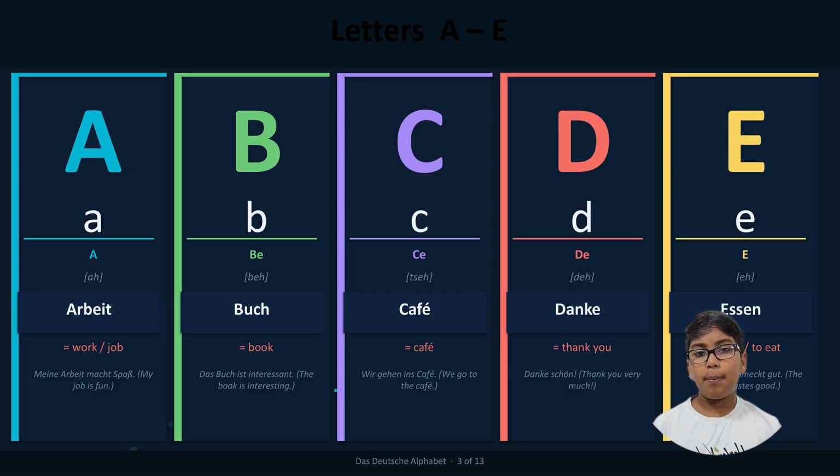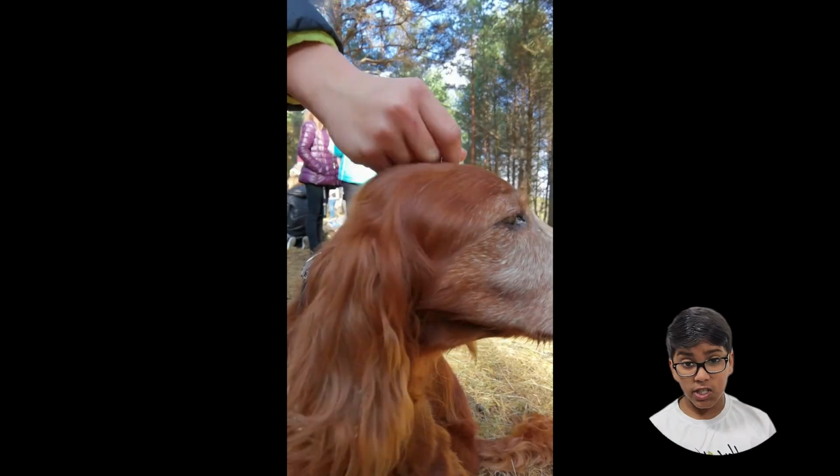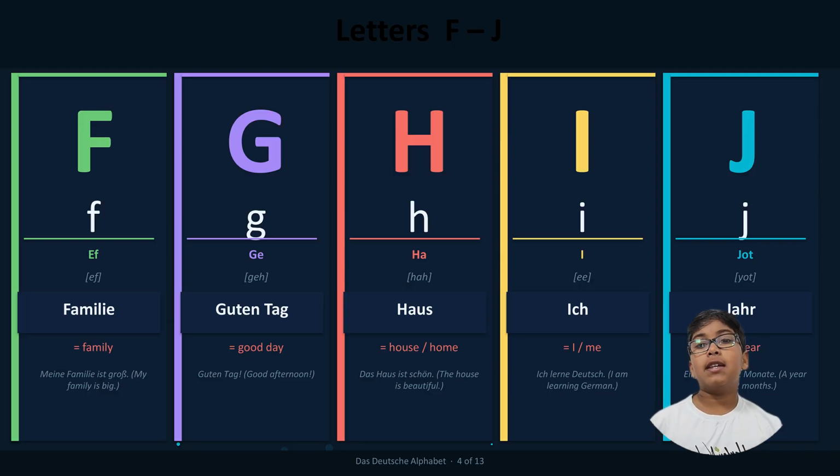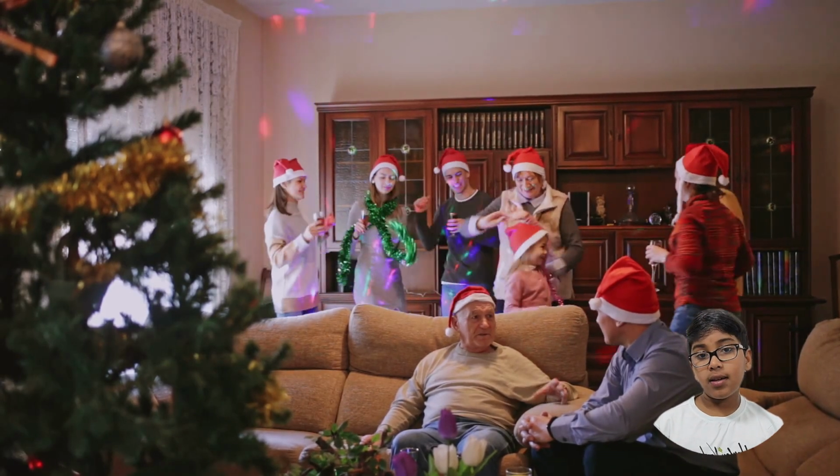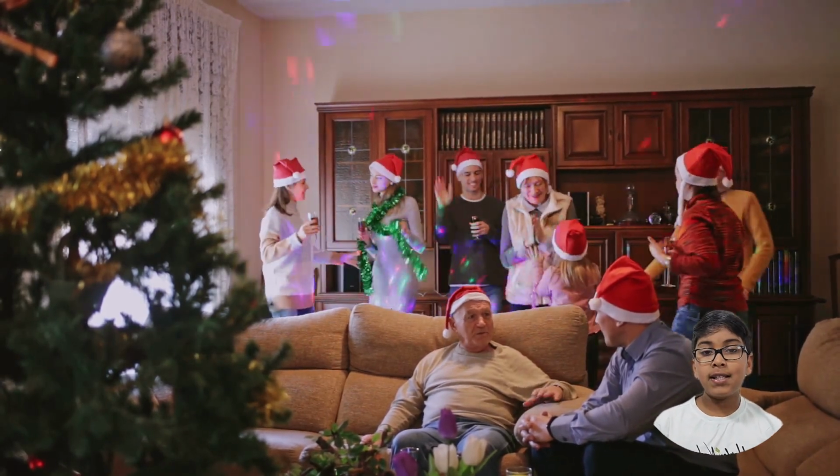These include a couple of letters that sound nothing like their English cousins, so pay close attention. F, pronounced as eff. Same as the English letter F. No trick here. The example word is Familie. Say it. Familie. It means family. Meine Familie ist groß. My family is big.